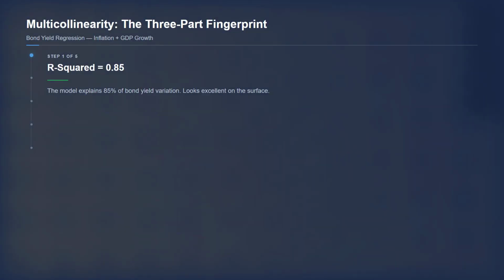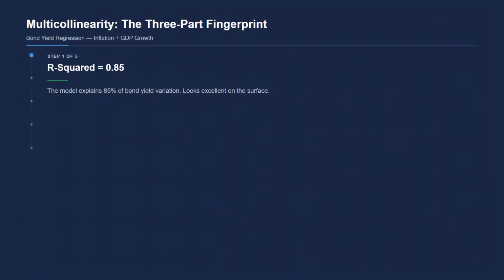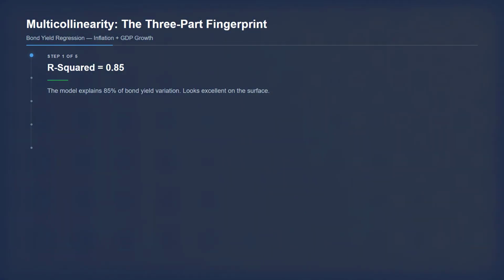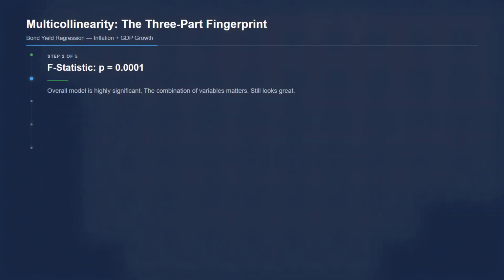Multicollinearity, the three-part fingerprint. The scenario. You add inflation and GDP growth as independent variables to predict bond yields. Step 1, R-squared equals 0.85. The model looks great. Step 2, F-statistic significant, p-value of 0.0001.